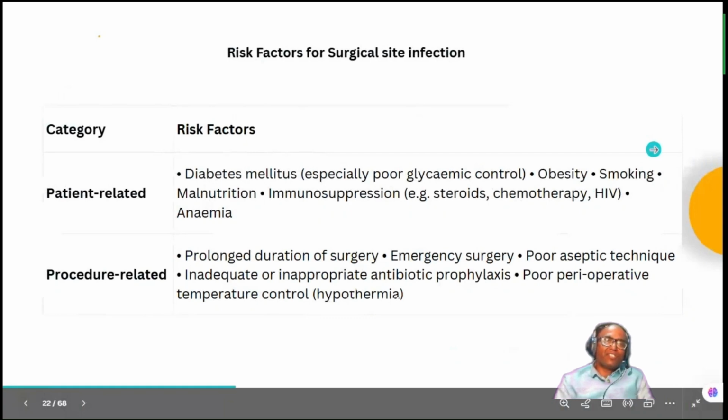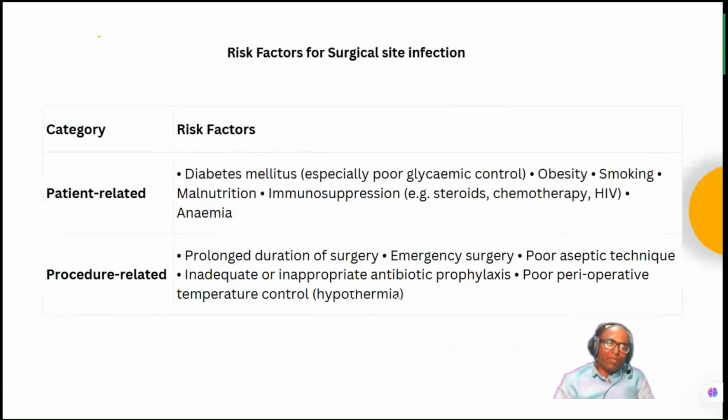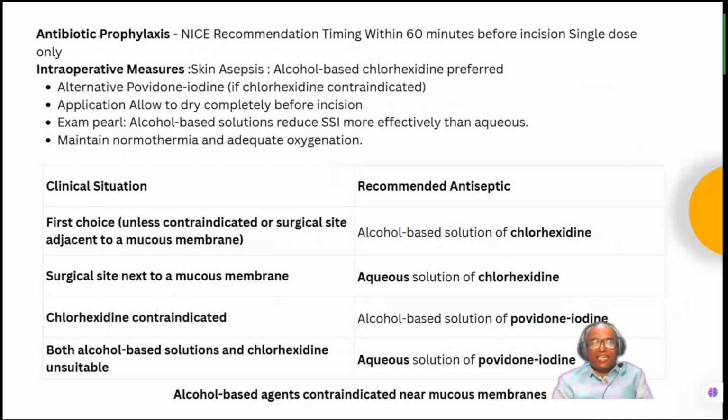Now, what are the risk factors for surgical site infections? The factors can be patient-related or procedure-related. Patient-related factors are poorly controlled diabetes, obesity, smoking, malnutrition, immunosuppression, such as the patient being on steroids or chemotherapy or being HIV positive, and anemia. Procedure-related factors are prolonged duration of surgery, emergency surgery, poor aseptic technique, inadequate or inappropriate antibiotic prophylaxis, poor perioperative temperature control, etc. These are the risk factors for surgical site infection.